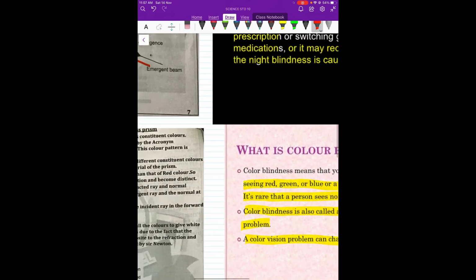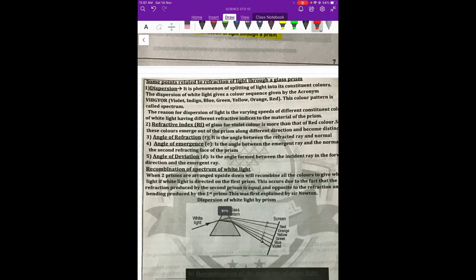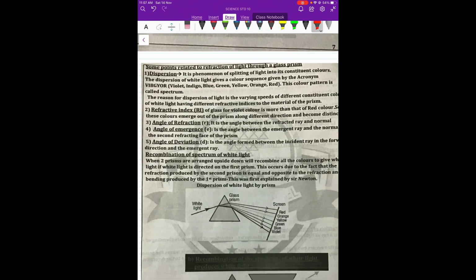So there are some points related to this. So what are those points? First is called dispersion of light. This is a phenomenon in which white sunlight, when it passes through a glass prism, will disintegrate or separate into its 7 colors. That acronym is VIBGYOR: violet, indigo, blue, green, yellow, orange, red. This color pattern is called the spectrum.